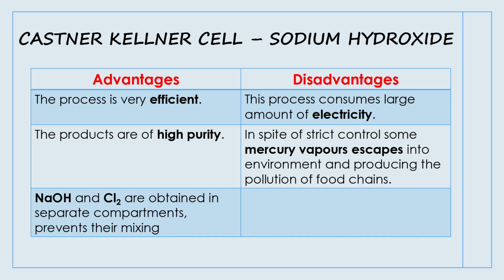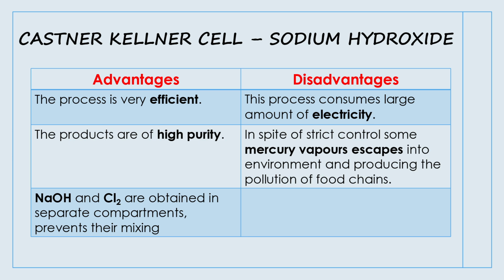Now for the advantages and the disadvantages. It is a very efficient process. The product obtained is of high purity, and the most important point is that in this process, sodium hydroxide and chlorine gas are obtained in separate compartments. It means that for the production of sodium hydroxide, you are also getting chlorine gas, so you get two products.